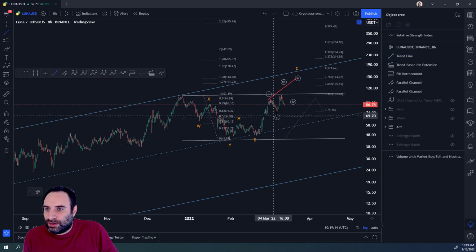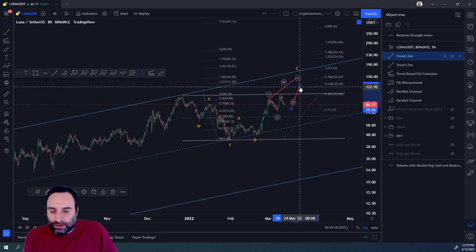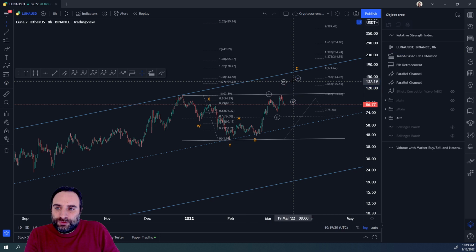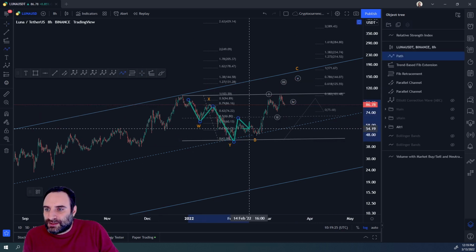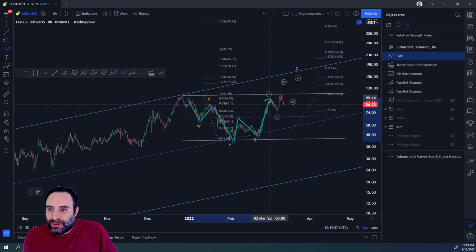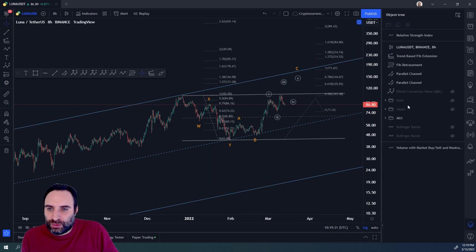Just to show you something like this, it can be expected to around 144. If we break 144, then we have the W, X, and Y probably ended here, and this is 1 and 2, and this is going to be our wave 3, and then we're going to get 4 and then 5, and that will of course continue higher, which, if I'm not mistaken, I'm showing here.